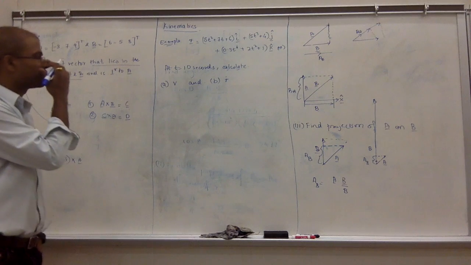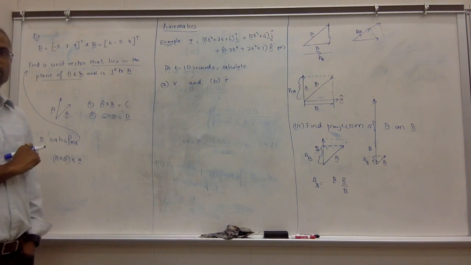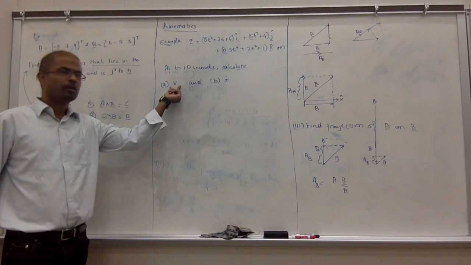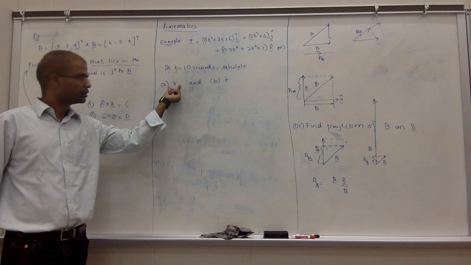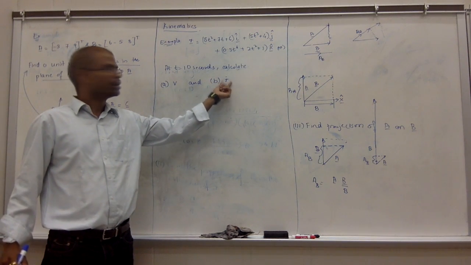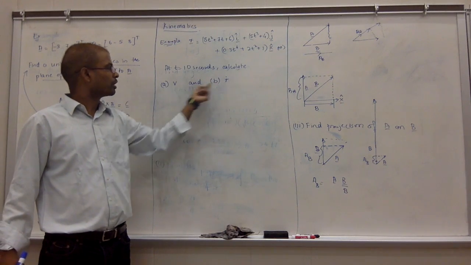Now you have to understand, this is really important concept-wise. So this is the magnitude of velocity. And this is r as a position. Are these two the same?